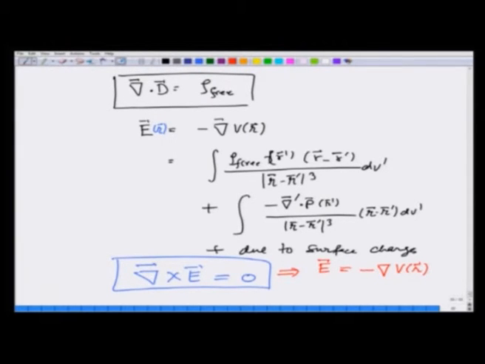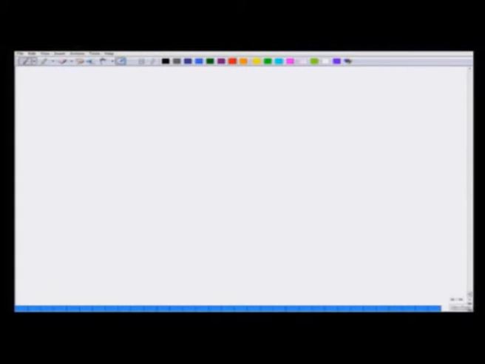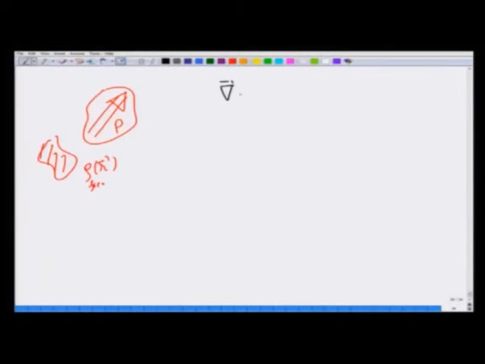So, I have two quantities whenever I have a medium with polarization. Whenever I have a medium with polarization, P, and some free charges rho(r prime), I have two equations. One is with the displacement: divergence of displacement is equal to rho free(r), and curl of E is 0.